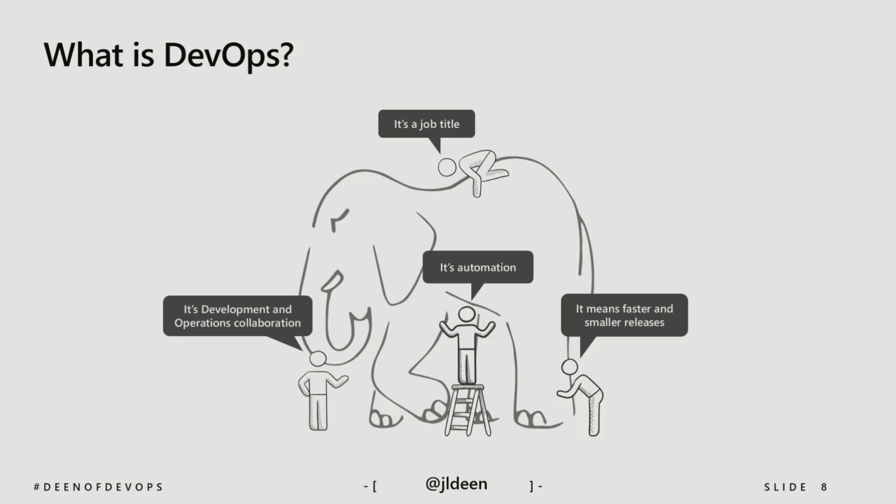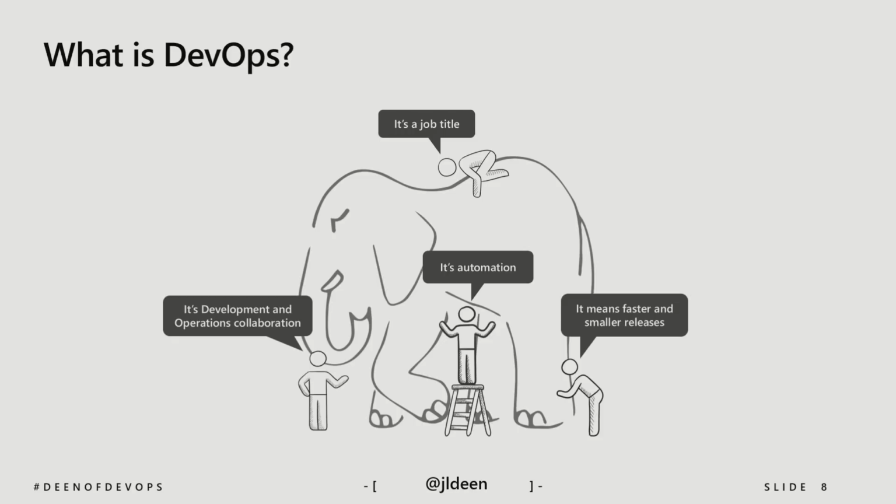Now, if I were to ask 10 people in this room what DevOps is, I guarantee you I would get 10 different answers. Because some might say it's a job title, or maybe it's development and operations collaboration, or maybe it's automation, or it just means faster and safer releases. And the thing is, none of you are wrong. All of that is correct, but it's so much more.